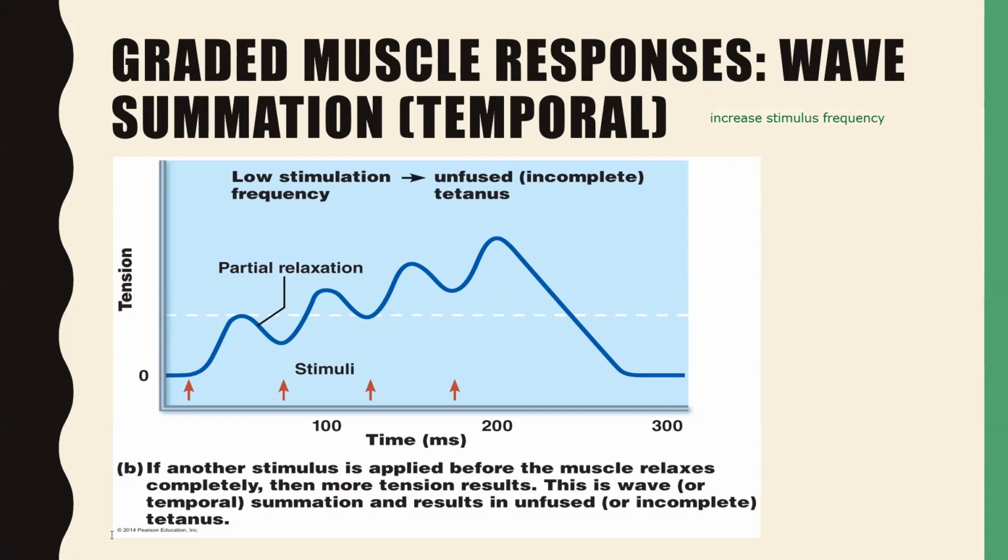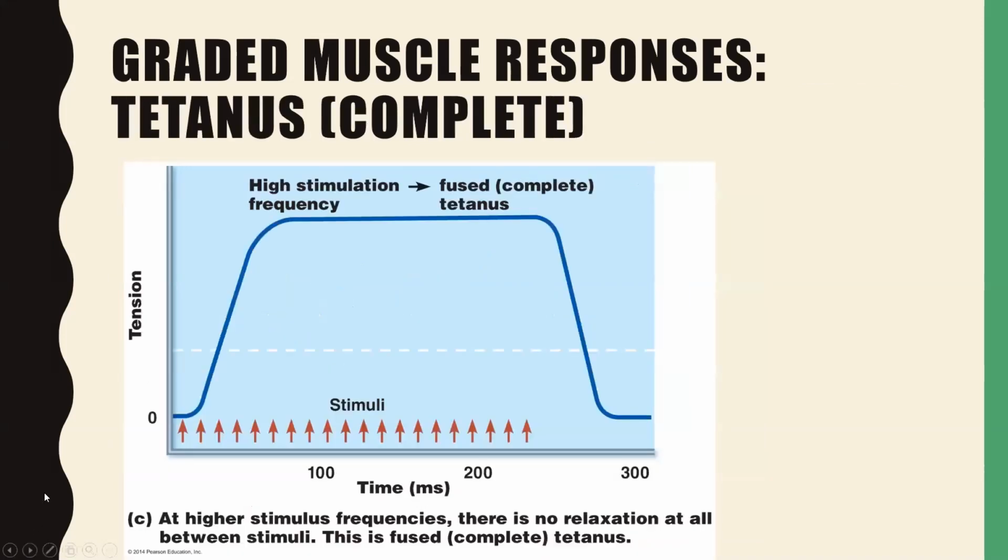Now, what if I stimulate it super fast? Then I'm going to get this next one that he showed. I'm going to get complete tetanus. So here at higher stimulus frequencies, there's no relaxation at all between stimuli. This is fused or complete tetanus. So we get lots of contraction, lots of force, and then we get no relaxation in between.